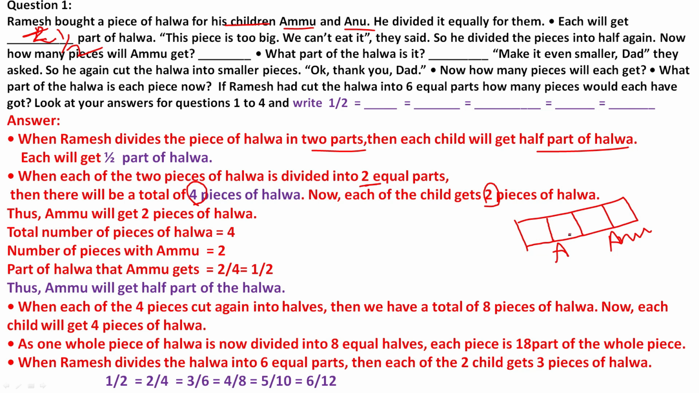So now the number of pieces is 4. So Ammu will get 2 pieces, and Anu also will get 2 pieces. The total number of pieces in the halwa is 1, 2, 3 and 4. So the part of halwa that Ammu gets is half part of the halwa. That is, here we have written half part of the halwa. When each of the 4 pieces is cut again into half, these 4 pieces we are going to make into halves.